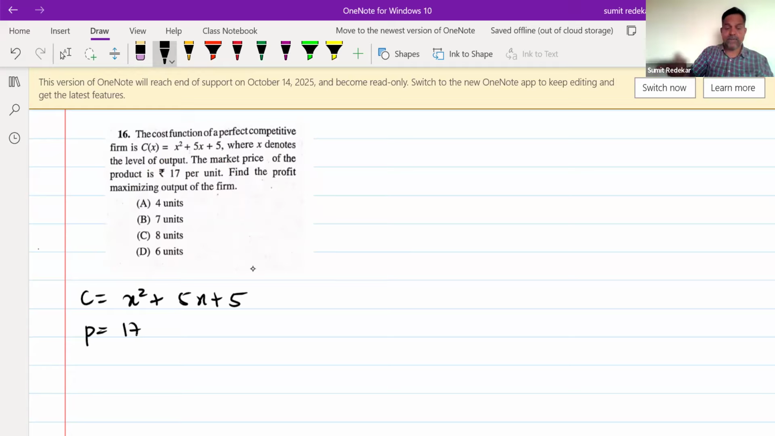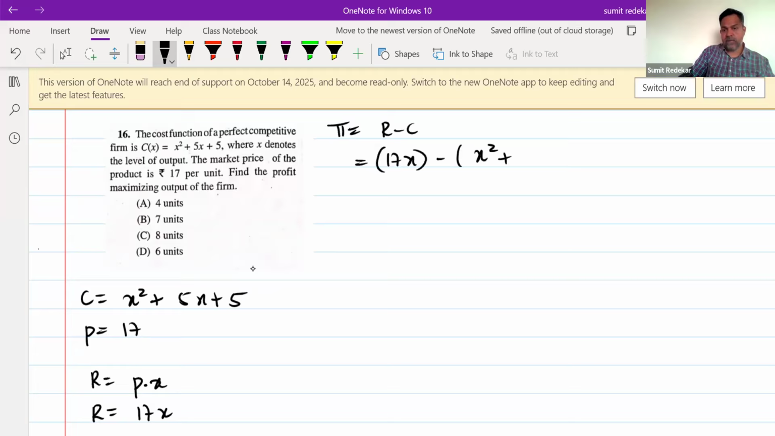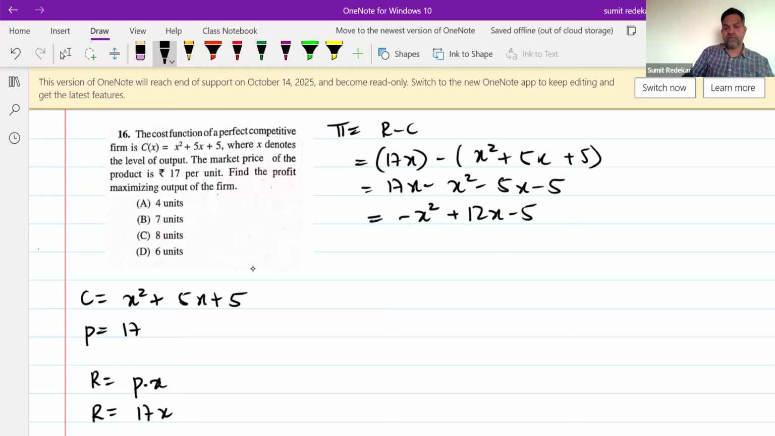प्रॉफिट मैक्सिमाइज करने के लिए मेरे पास प्रॉफिट फंक्शन होना चाहिए, एंड प्रॉफिट के लिए मेरे पास रेवेन्यू एंड कॉस्ट होना चाहिए. कॉस्ट है, मेरे पास रेवेन्यू नहीं है. रेवेन्यू इज प्राइस इनटू द क्वांटिटी, सो रेवेन्यू इज 17x. आई एम गोइंग टू से प्रॉफिट इज रेवेन्यू माइनस कॉस्ट. प्रॉफिट इज 17x minus the cost, which is x square plus 5x plus 5, which is 17x minus x square minus 5x minus 5, which is negative x square plus 12x minus 5. ये हुआ प्रॉफिट.